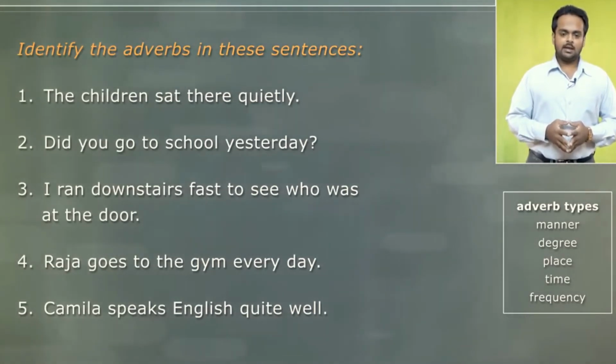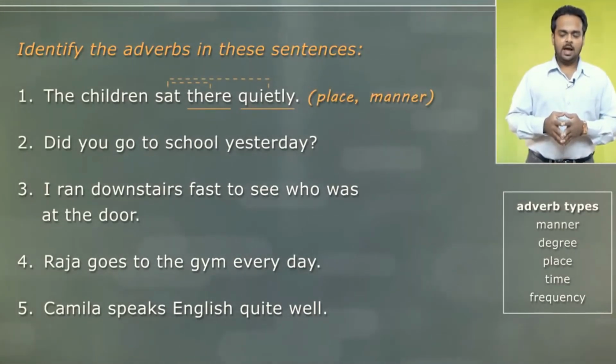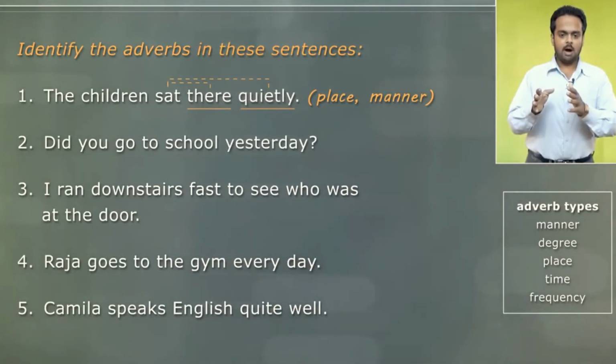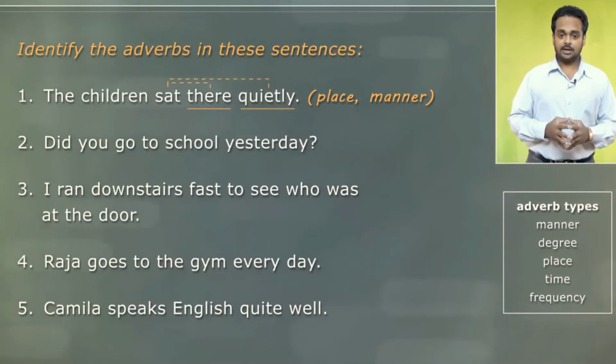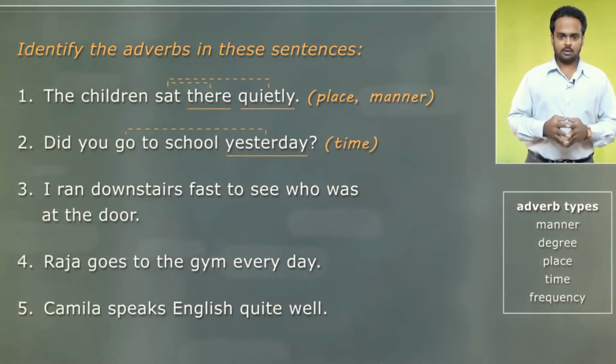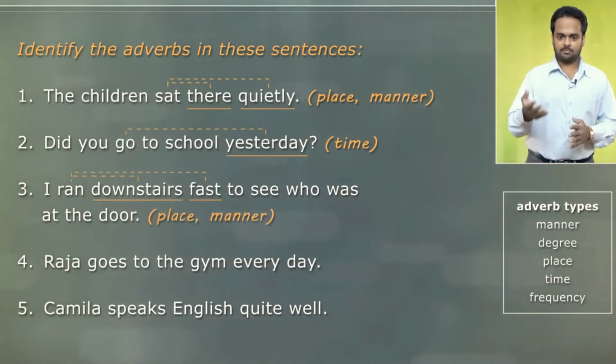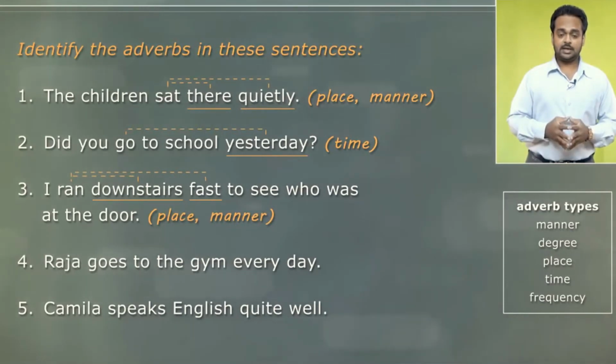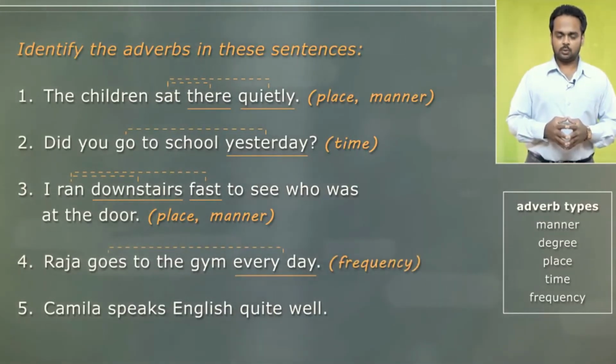Let's see. In the first sentence, there are 2 adverbs. There is an adverb of place, and quietly is an adverb of manner. That is, it says how the action happened. Both of these adverbs modify the verb sat. In number 2, the adverb is yesterday. It's an adverb of time. In number 3, there are again 2 adverbs. One is downstairs, an adverb of place, and the second is fast, an adverb of manner. In sentence number 4, the adverb is every day, and it's an adverb of frequency.